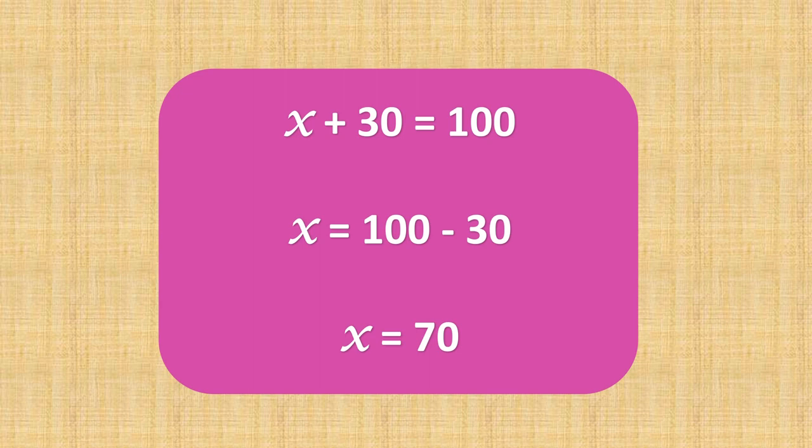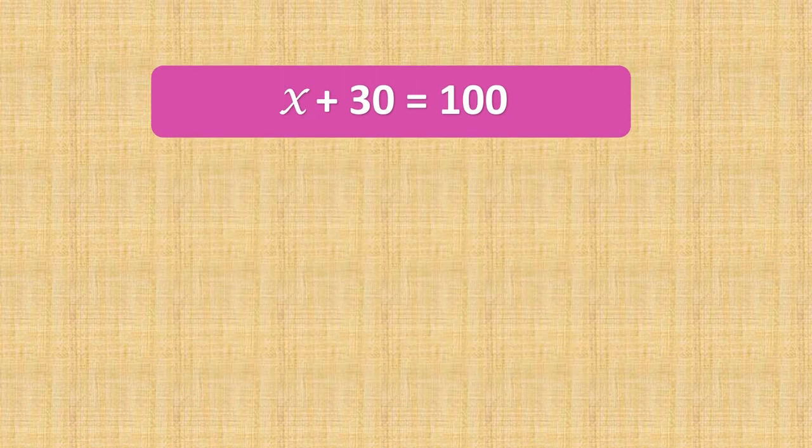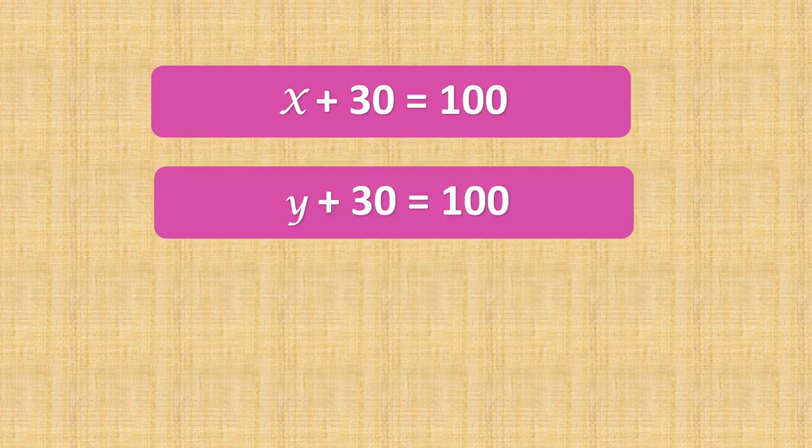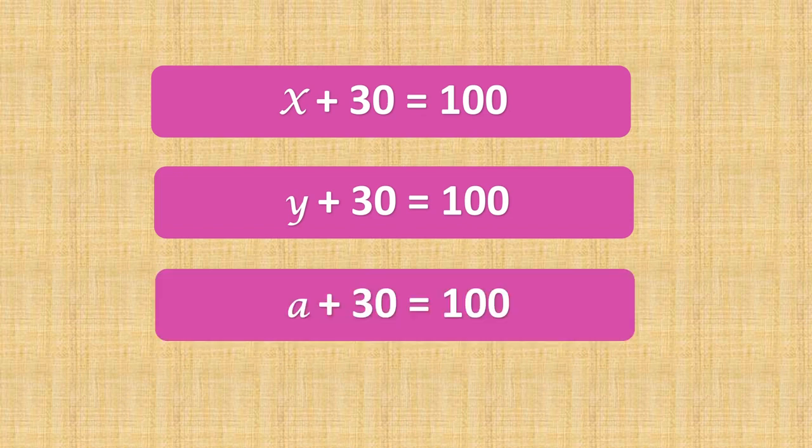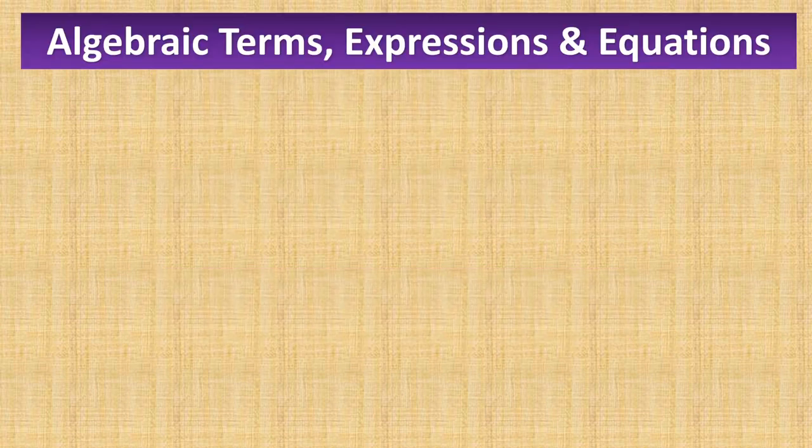And this equation can be written in different ways. y plus 30 equals 100, and in this, y is the amount of money that the shopkeeper needs to return to you. a plus 30 equals 100, and again, a is the amount of money that the shopkeeper needs to return to you. Now, let's talk about algebraic terms, expressions, and equations to get an idea about how to construct an algebraic equation. Let's look at an example.